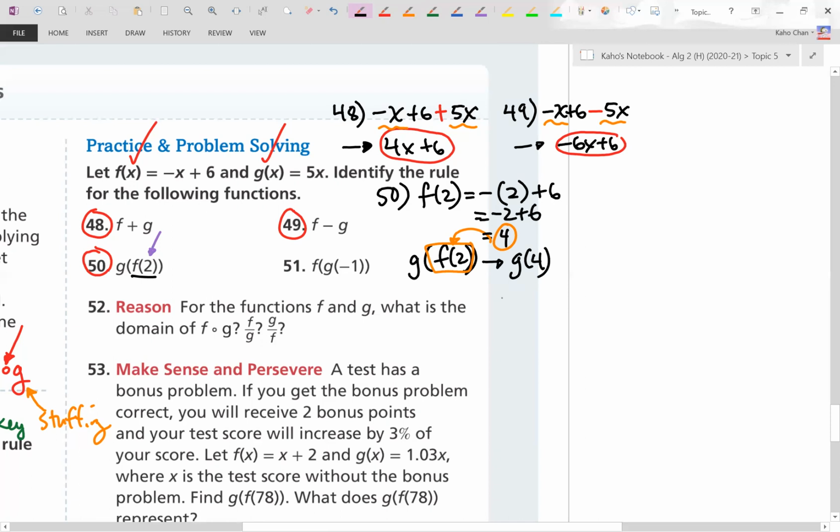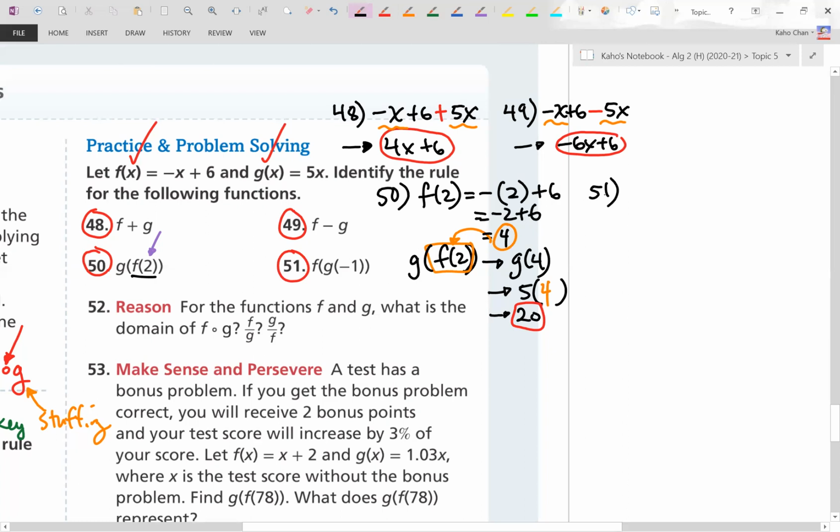That's what that means. g is 5x. You put the 4 in there. 5 times 4 is 20. So number 50, the answer is 20. Okay? Yay. 51 is next. So these are pretty straightforward. They're pretty easy, actually. Not too bad.